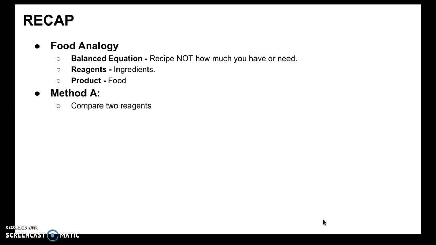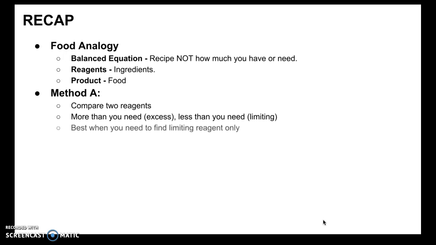So you figured out how many moles of N2 do I need to react with 20 moles of H2, for example. If you determine that you have more than you need, and the amount you have comes from the problem, then that's the excess. If you determine that the amount that's given to you in the problem is less than you calculated, less than you need, then that is your limiting.